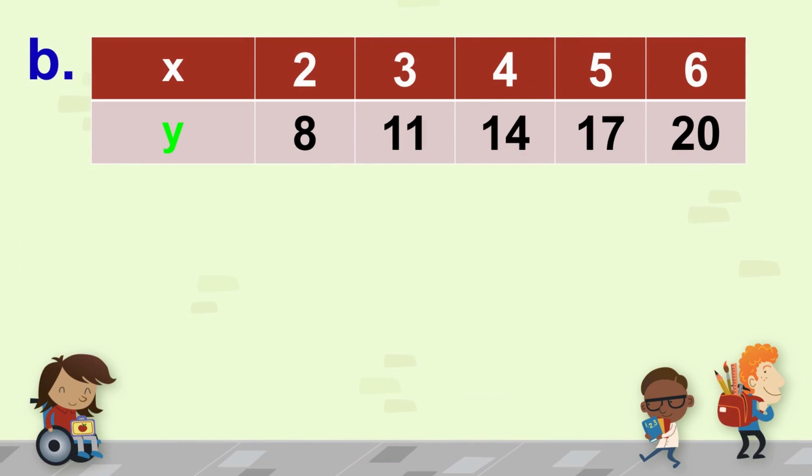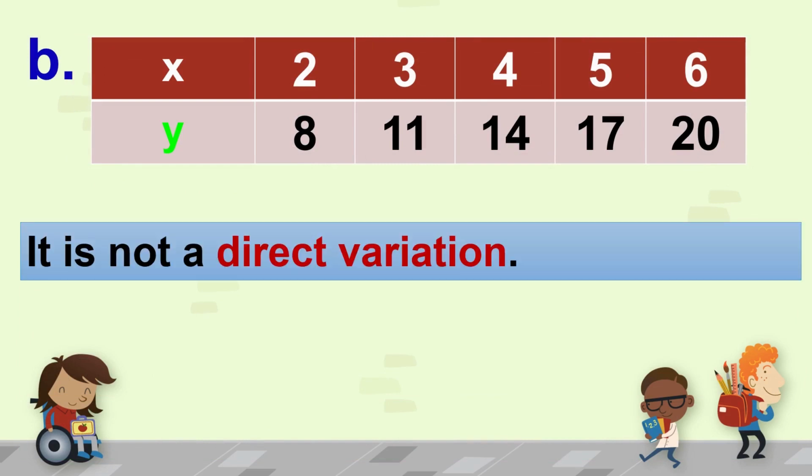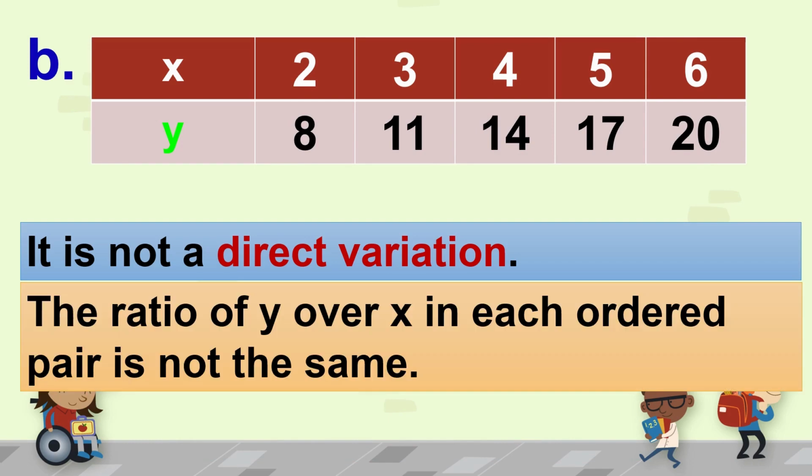Another example for the table of values. So in this case, it is not a direct variation, because the ratio of y over x in each ordered pair is not the same. So if we're going to divide, 8 divided by 2 is 4, 11 divided by 3 is not equal to 4 on the first ordered pair, 14 over 4, 17 over 5, and 20 over 6. So the ratio is different in each ordered pair. So we can say that this is not a direct variation.